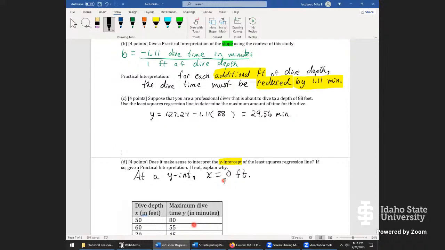And that's the tricky thing about this one. At 0 feet, there is no water to dive into. So although the y-intercept is a quantity, it's 127.24 minutes. It's a really long dive apparently.